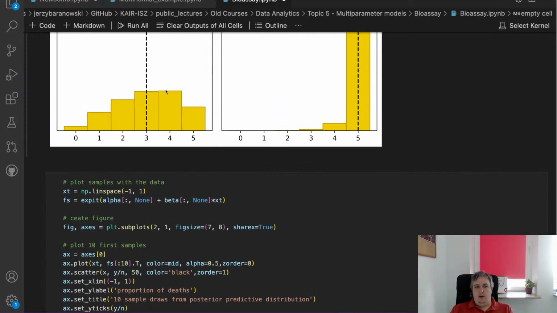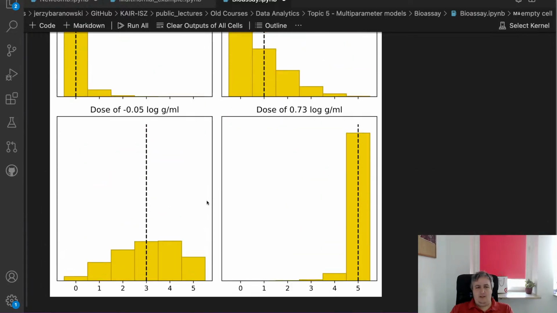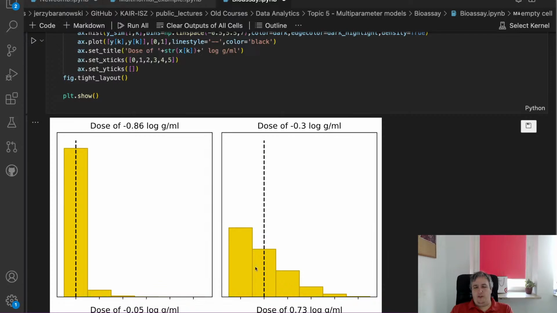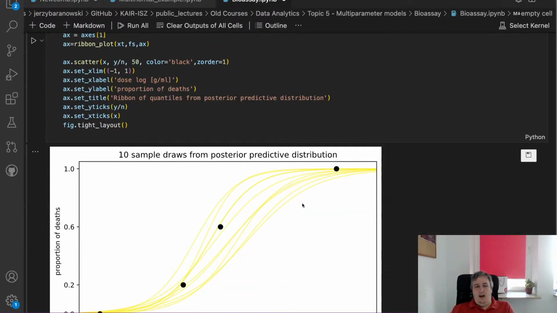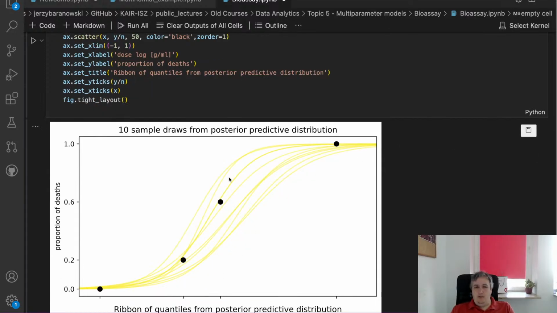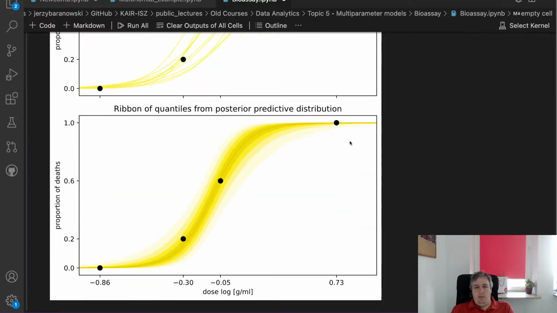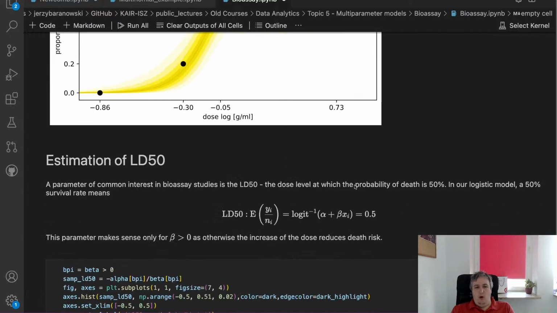In the middle ground, there are some more complications happening here. Using the same approach as previously, sampling values from here, we get a ribbon plot which very well captures the data that we wanted.